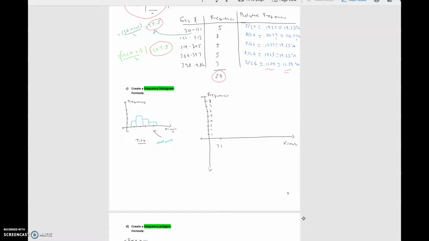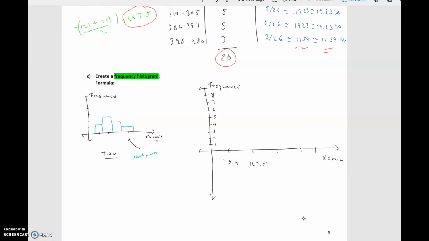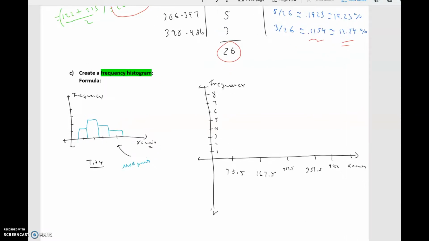So it'll be 75.5. Then the next one is 167.5. Please take a second and calculate the next three. We'll compare answers in a minute. So this is what I'm obtaining for the next ones: 259.5, 351.5, and 442.